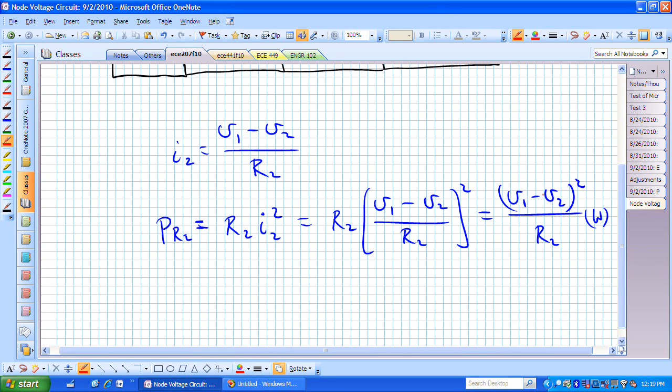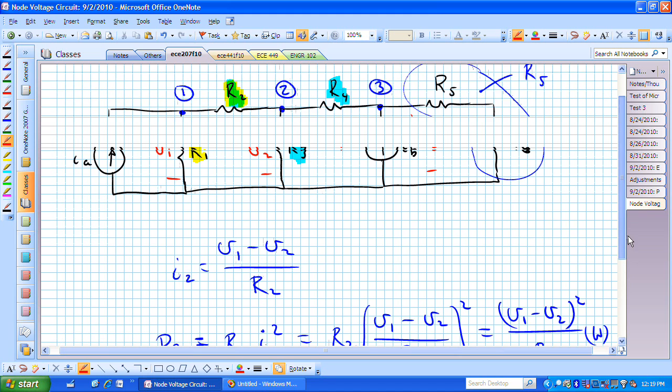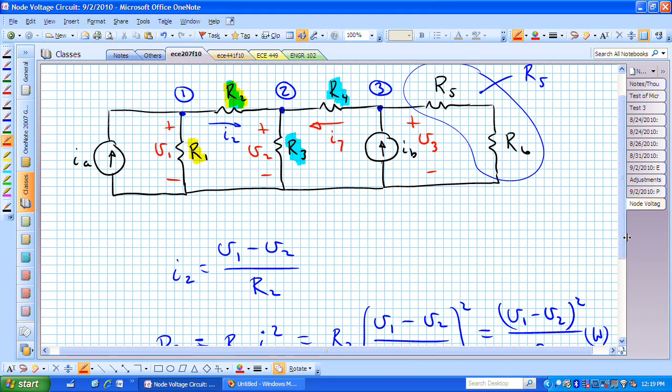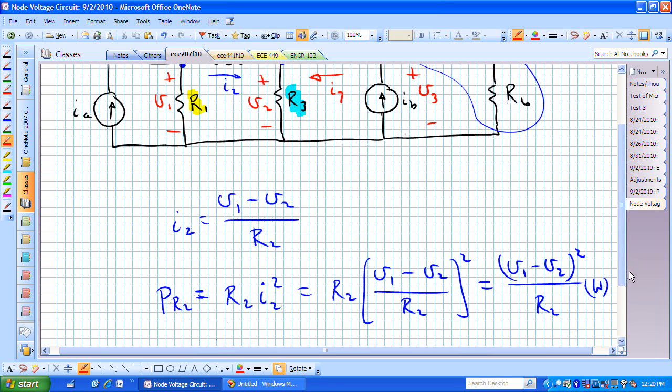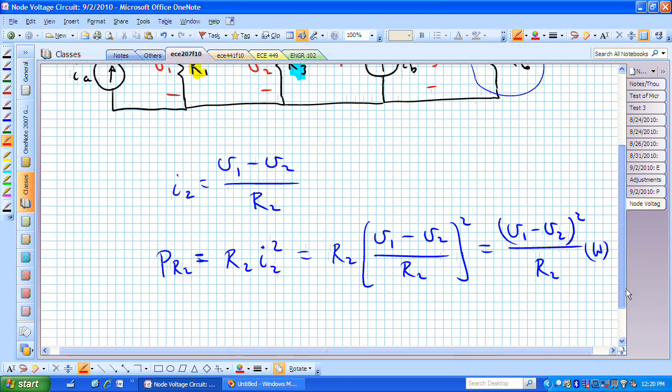V1 and V2 are now known. We can take their difference, square it. That's now the voltage drop across R sub 2. We can square that voltage, multiply it by R sub 2 and divide it by R sub 2 and obtain the power absorbed by resistor R sub 2.